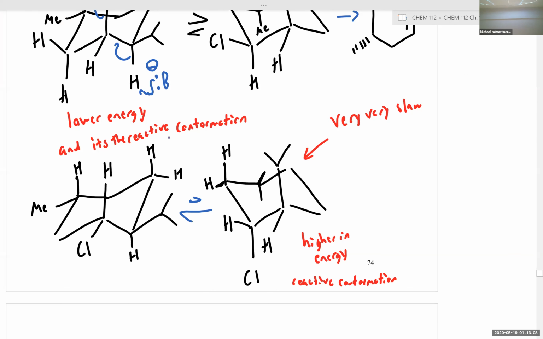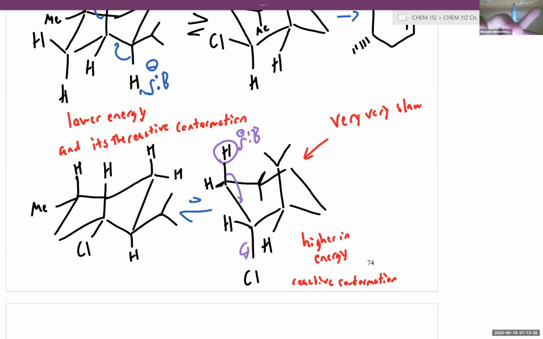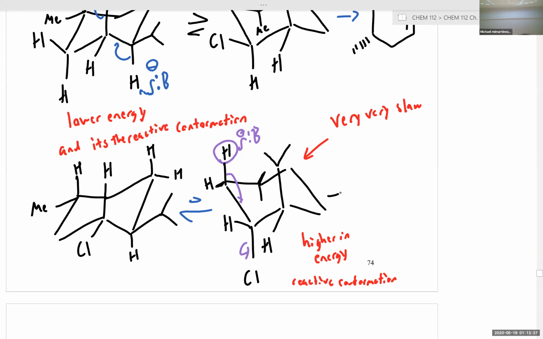Further, just to make things worse, how many trans-diaxial hydrogens do we have? Do we have a choice? We only have one choice here. This is the only trans-diaxial hydrogen. So upon elimination, which will be very slow, you will generate the following product.